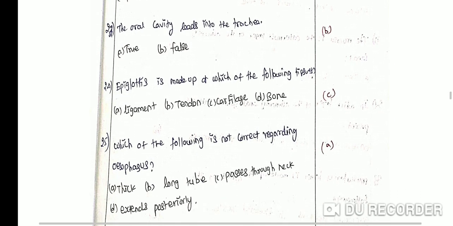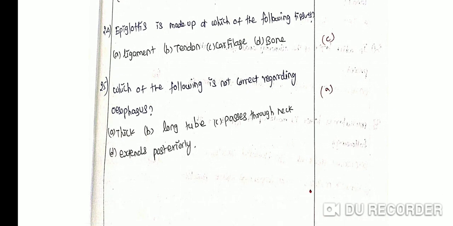Epiglottis is made up of which of the following tissues? Option A ligament, option B tendon, option C cartilage, option D bone. Answer is option C cartilage. A cartilaginous flap called the epiglottis prevents the entry of food into the glottis, the opening of the windpipe, during swallowing. The esophagus and the trachea open into the pharynx.